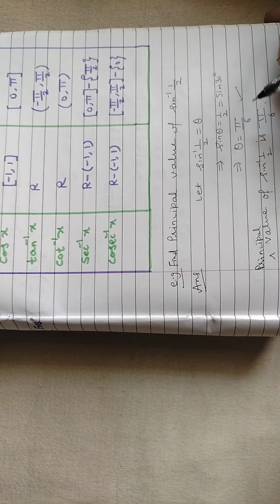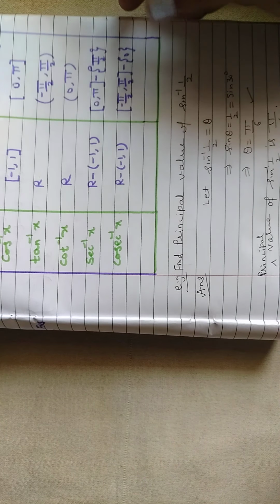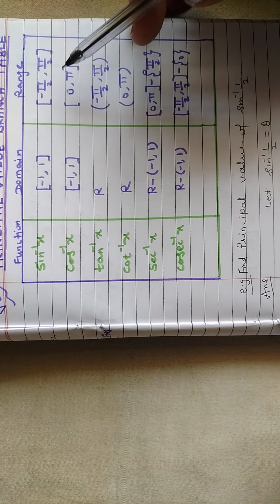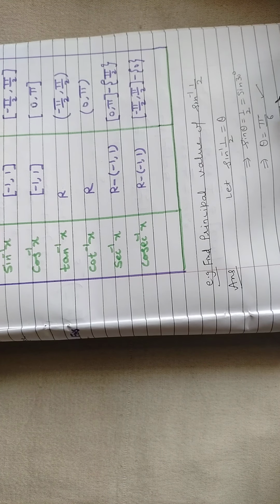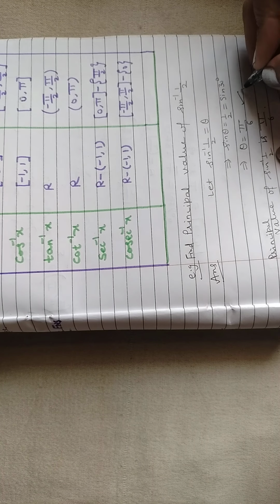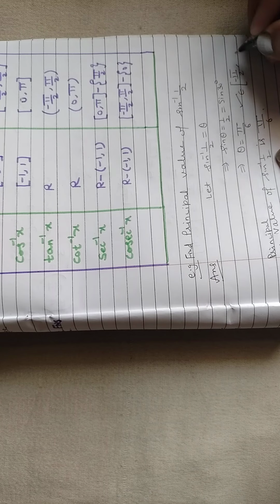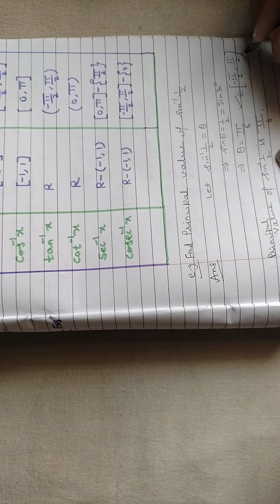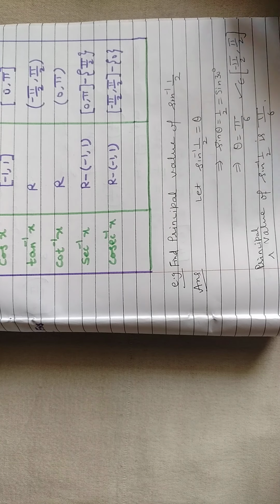Now children, you have to check whether it comes in the range of sine inverse. See, what was the range of sine inverse? Minus 90 to 90. And here you are getting 30, right? So this belongs to the closed interval minus 90 to 90. So it means its principal value is 30 degree.